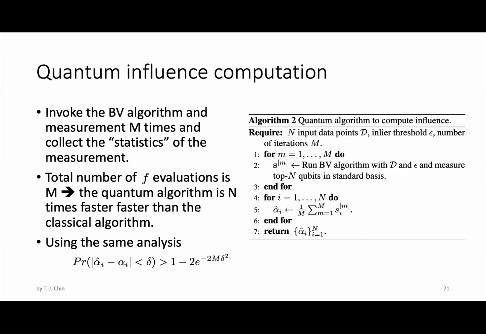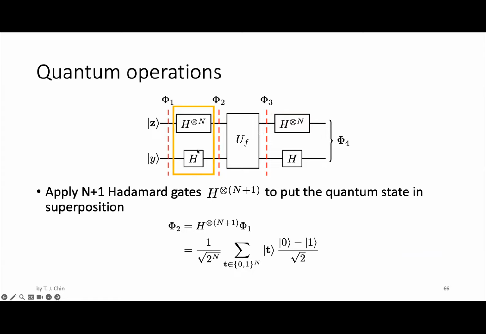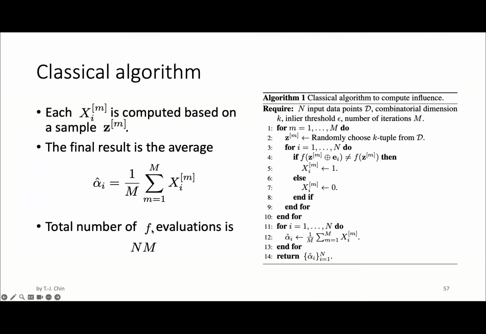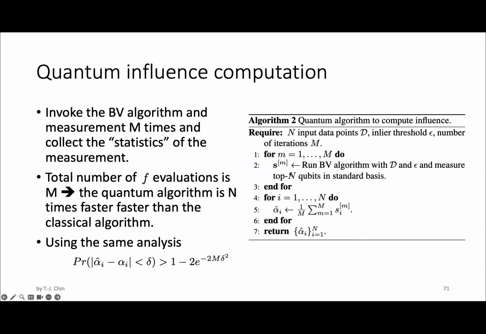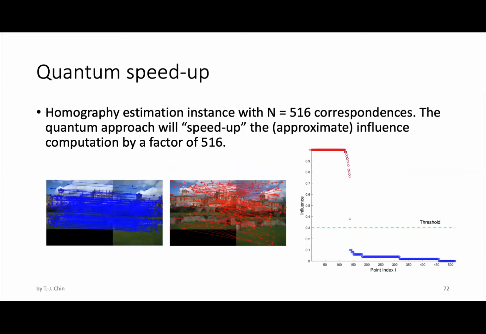So the speedup we get is, remember that in the classical case, we need to evaluate f n times m times. In the quantum approximation case, we only run this m times. The inner n loop is no need; you can just directly sample. And we showed that this approximation algorithm does work as well. This is only simulated, because the trick of putting the f function in the block is work in progress.